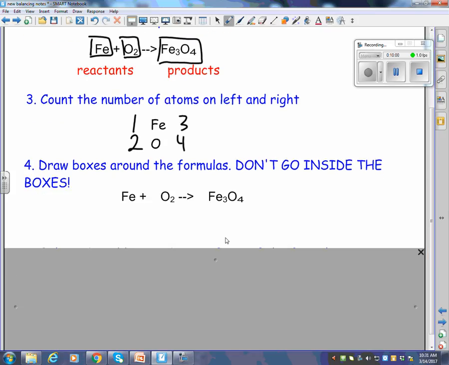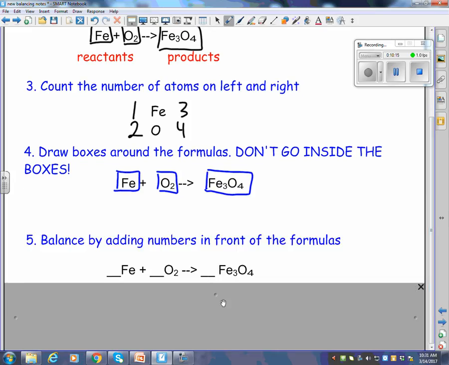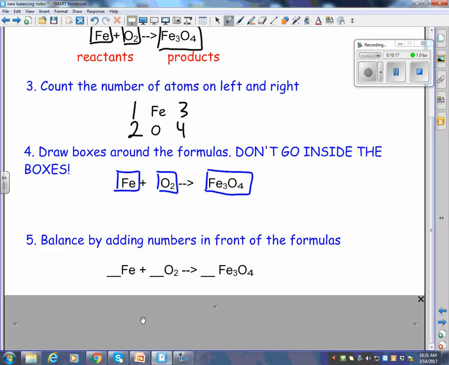Okay? Now, what do you guys have there? You guys have it like this, right? And I think I purposely left some space. Okay, so put the boxes. Do not go inside the boxes. I can't be more emphatic with that. Okay, now, balance by adding numbers in front of the formulas.